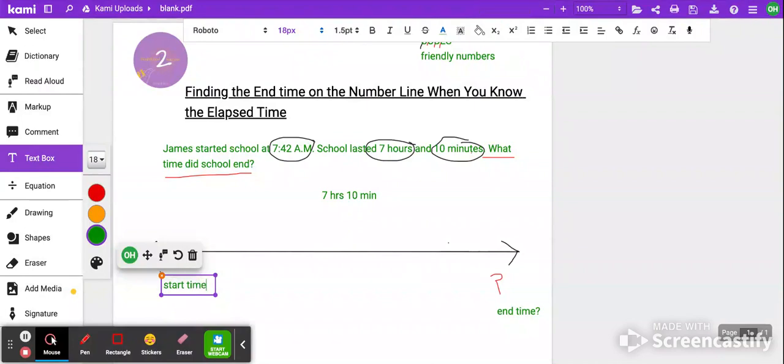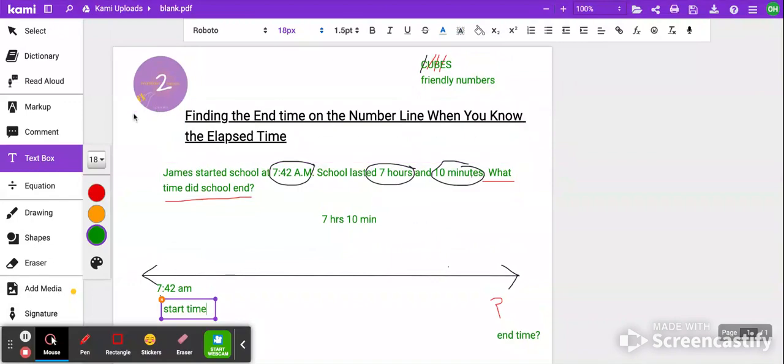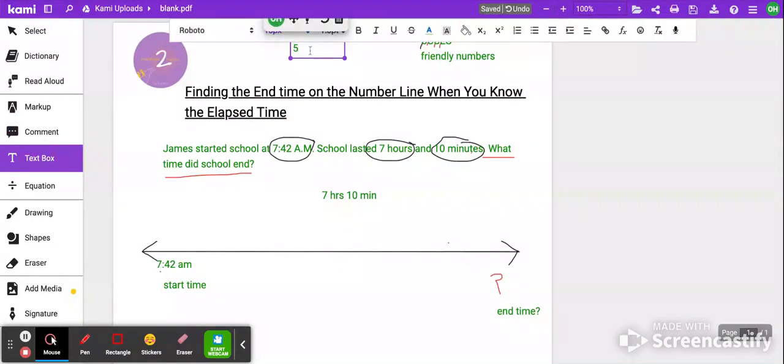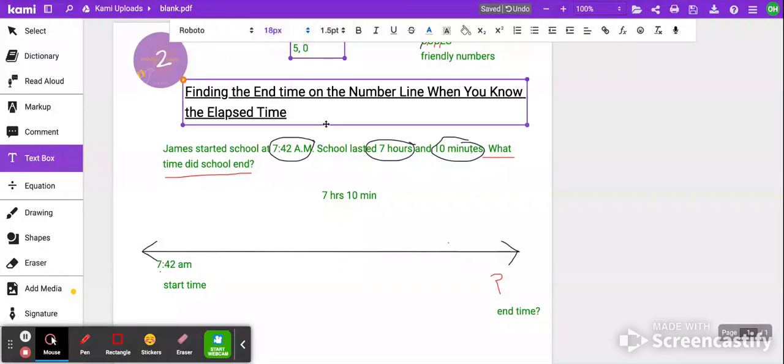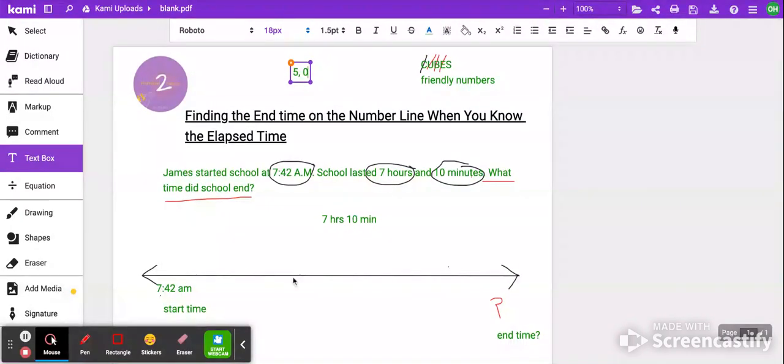All right, so the next thing we have to do is get our friendly numbers. Friendly numbers are numbers that end in either a 5 or a 0. The reason we want to have those times that end with a 5 or 0 is because they're easier to either add on units of time or subtract units of time. So let's look at the time of 7:42.